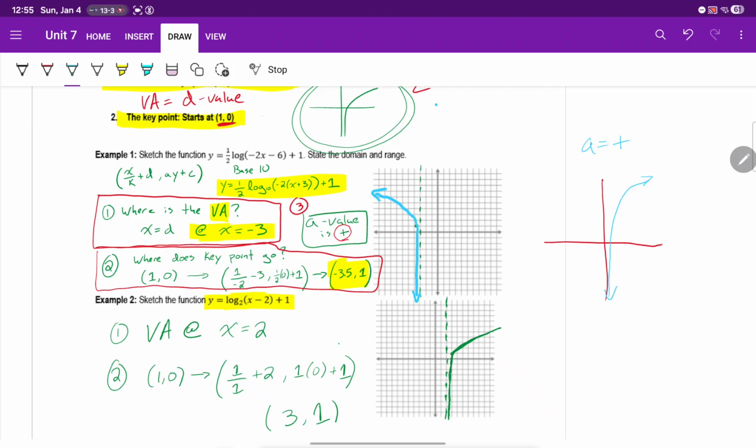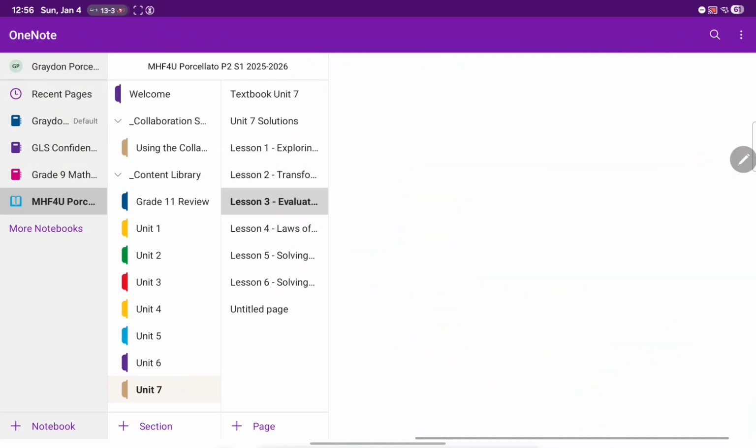And if my a value is negative, what does a negative a value do? It flips your graph. My graph is going to look like this, okay? So you also want to note whether your a value is positive or negative, to see if my graph is going to be increasing or decreasing. And that's a quick summary of how to sketch these. You will be asked to do a quick sketch on the quiz, on the test.